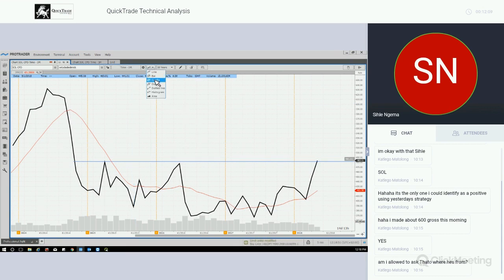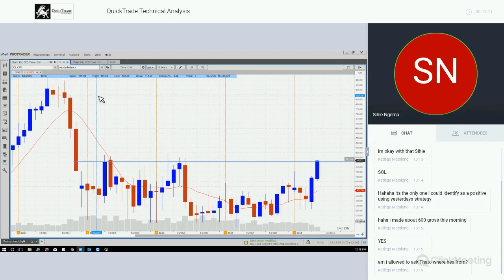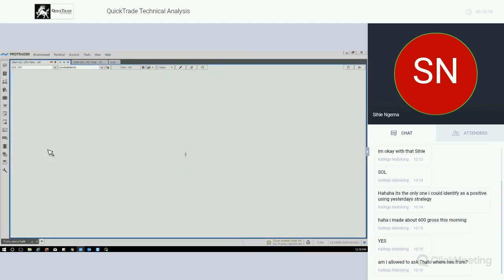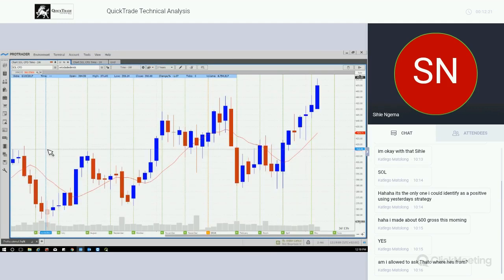Now let's put this back to our candlesticks. So this is where our horizontal is using candlesticks. Now let's move down to a lower time frame, the weekly time frame. Let's see what the weekly time frame gives us.